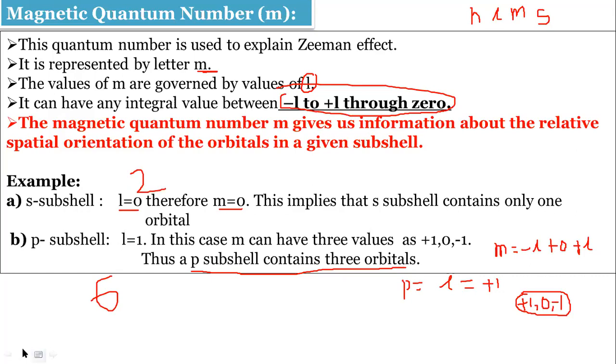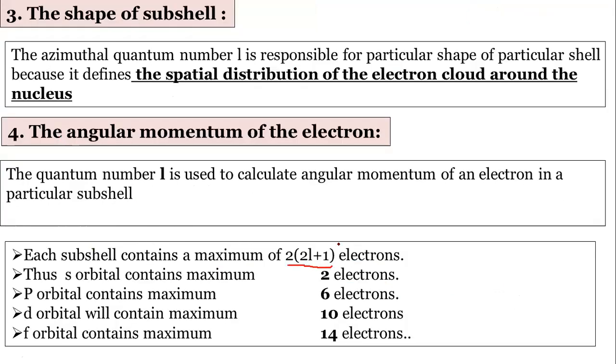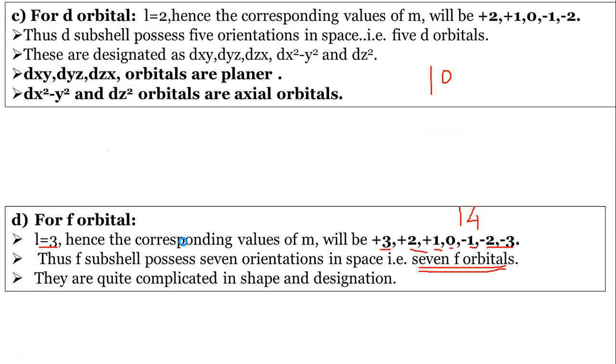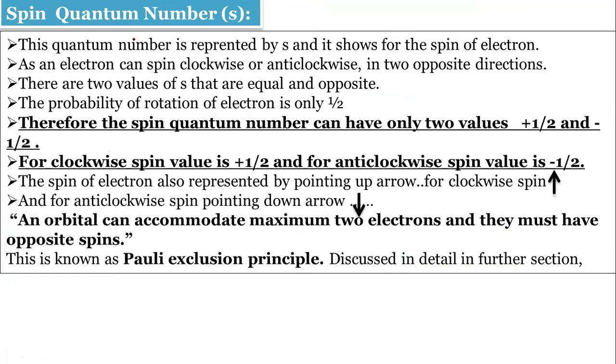लक्षात घ्या, ह्या कॅपॅसिटी आपण ह्या फॉर्म्युल्याने काढलेल्या आहेत. That is 2 into bracket twice L plus 1. By using this formula we can find out the capacity of electrons. त्याच्यानंतर शेवटचा क्वांटम नंबर सांगतो आणि मग थांबू आपण.